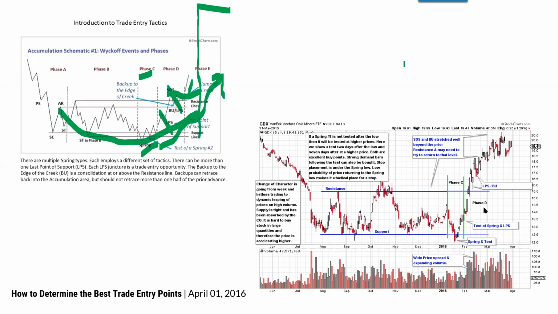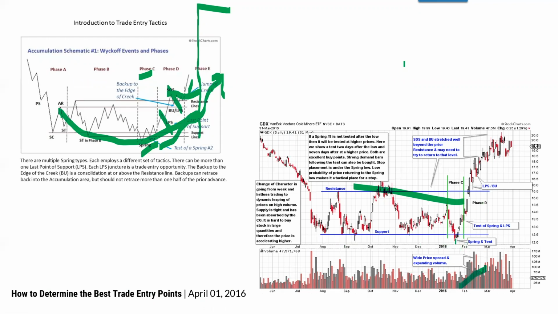Here's an actual example. This is from a blog, How to Determine Best Trade Entry Points, April of 2016. This is GDX Gold Miners. It's just a good example back then. January of 2016, a spring forms after an accumulation. And then look at the profound change of character in the way that the stock trades. It's just persistently up, up, up, good demand all the way, and volume is expanding.